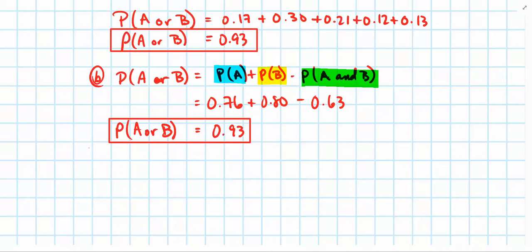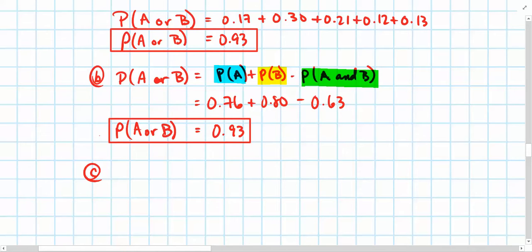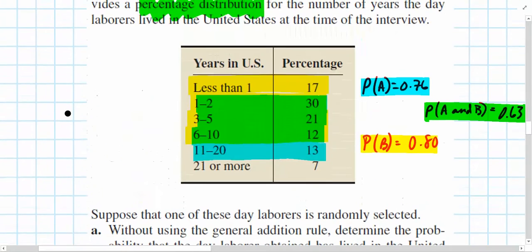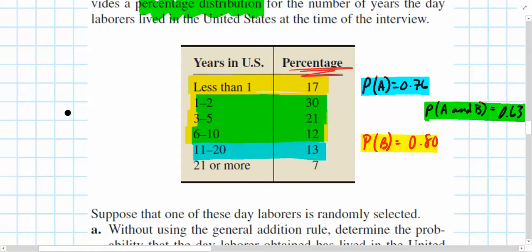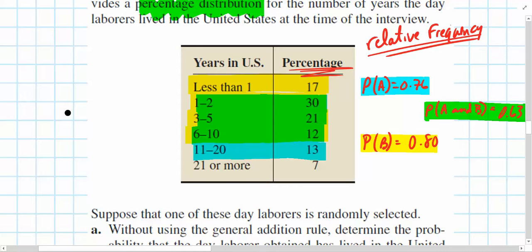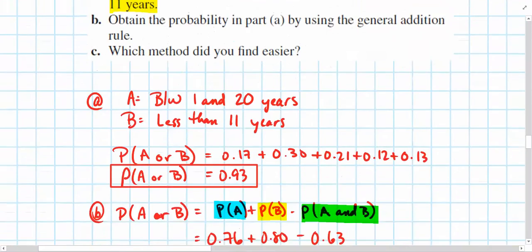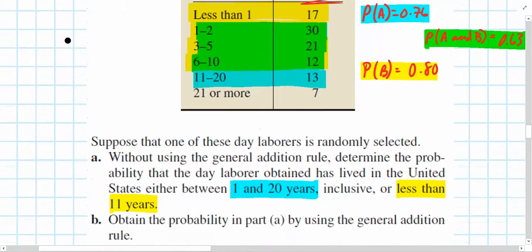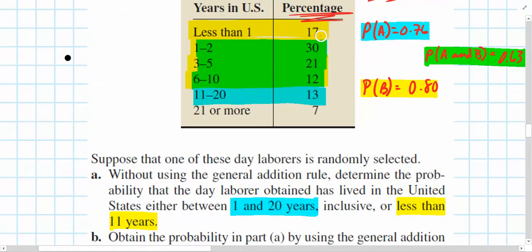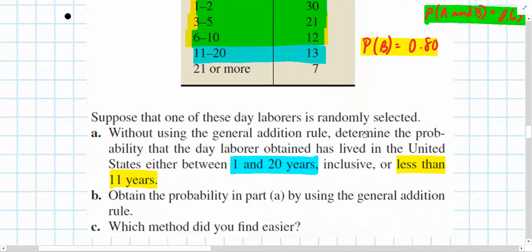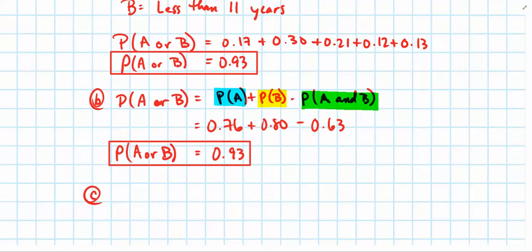So thinking about what we had to do to answer this problem, in part A it was very nice for us because we had a table of percentages. This is basically a relative frequency table. And with the relative frequency table, it's very easy to find the overlaps and find the likelihood of two events occurring at the same time. So it was very nice for us. For part B, it was a bit tedious because I had to add together a bunch of these probabilities anyway, just to be able to use the shortcut formula.